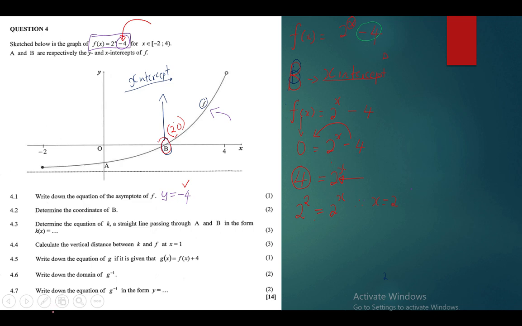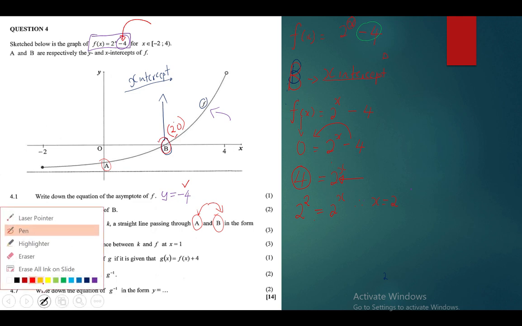Now I'm going to the coordinates of A. Oh, no. They didn't ask me about the coordinates of A. They want the equation of K, a straight line passing through A and B. For me to answer 4.3, to find the equation of K, because K passes through A and B, I need to know both the coordinates of A and the coordinates of B for me to know the equation of K, which is a straight line passing through A and B.